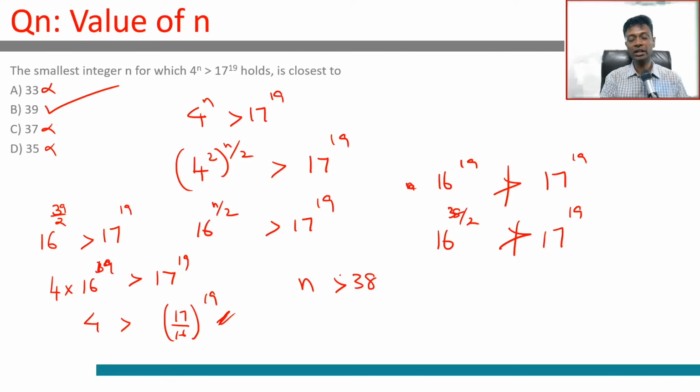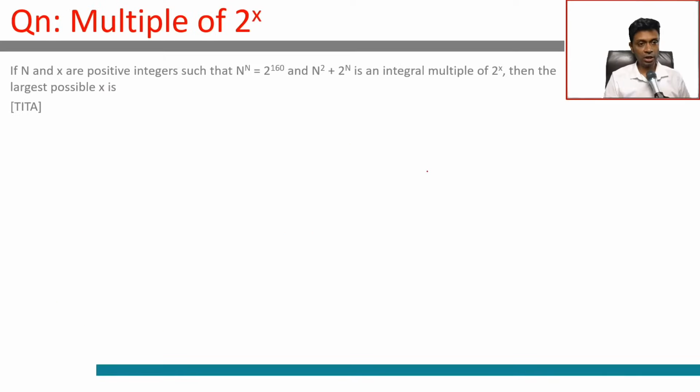We know that 38 doesn't work. If 39 and 40 had been in the choices, then we are worried, we are in trouble. It's not, so this becomes an easy question. 39 works. If n and x are positive integers such that n power n is 2 power 160.